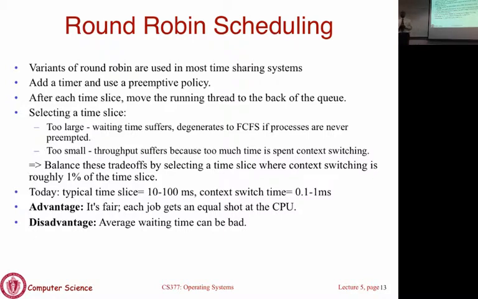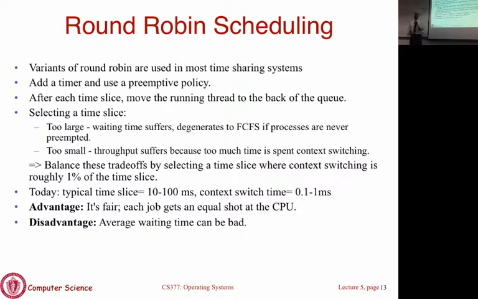Next policy, round robin. Okay, so this variant of round robin policies is used in most systems today. Somewhat more sophisticated variants, as we will see later on in this class. So it's a fairly common policy. This one is preemptive, as opposed to FCFS, which was non-preemptive. So here you are going to add a timer.